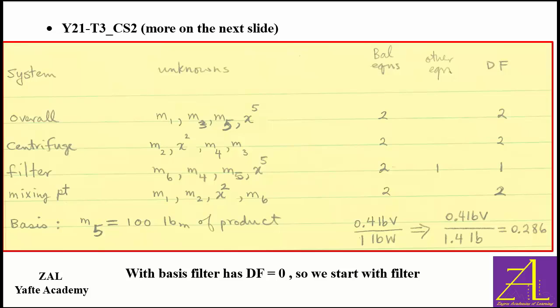The second column shows the unknowns. The third column shows the number of balanced equations that we can write. Normally, this is the same as the number of components. The fourth column shows the number of equations other than balanced equations. These may be given in the problem, like process specification.